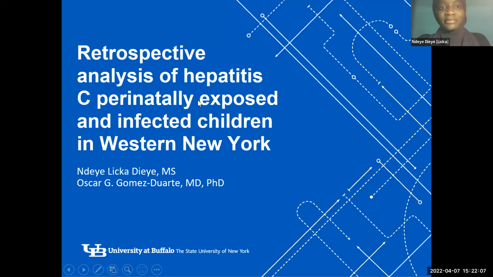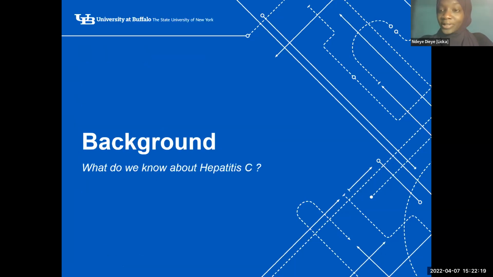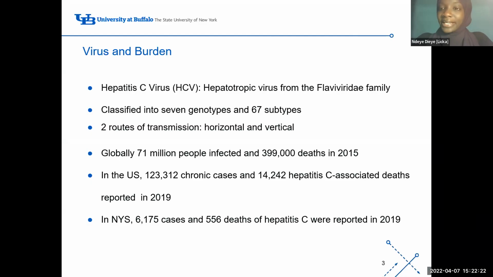So I'm going to talk about the retrospective analysis we have done on hepatitis C perinatally exposed children in Western New York. A little bit of background. Hepatitis C is caused by a virus called hepatitis C virus, or HCV, which is a hepatotropic virus from the Flaviviridae family. The virus is classified into 7 genotypes and 67 subtypes, and it can be transmitted from person to person, which is a horizontal route of transmission, or from a mother to her baby, which is a vertical route of transmission.